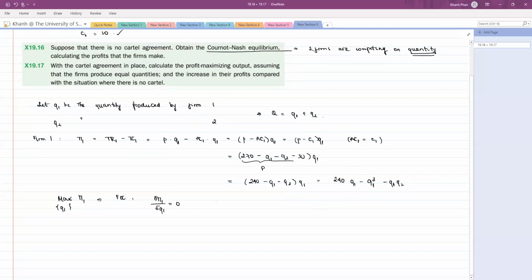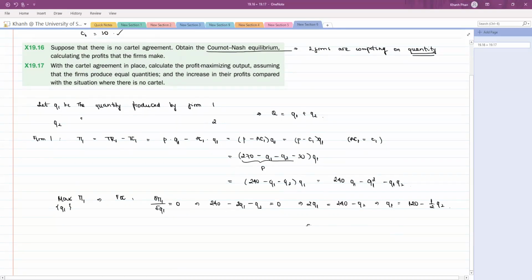When you differentiate this, you get 240 minus 2Q1, and here we're treating Q2 as a constant, so that becomes negative Q2. We make it equal to 0. If we rearrange to find the value of Q1, we get 2Q1 equal to 240 minus Q2, and therefore Q1 is 120 minus half of Q2.